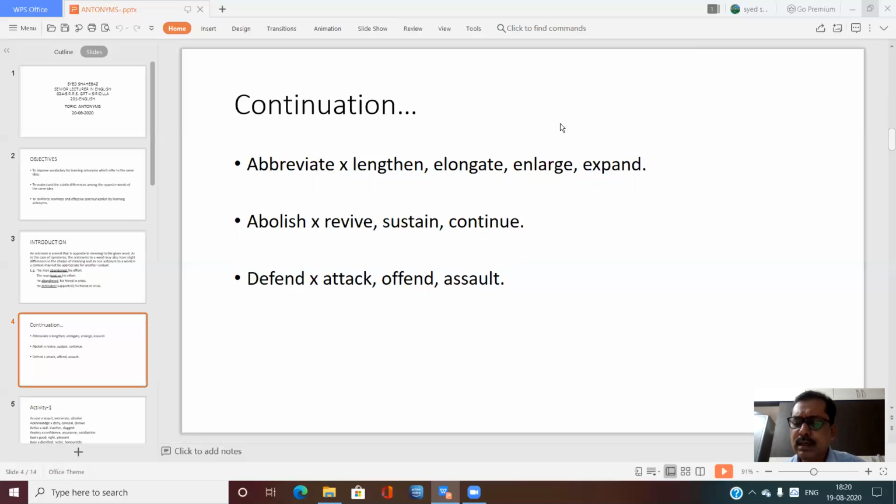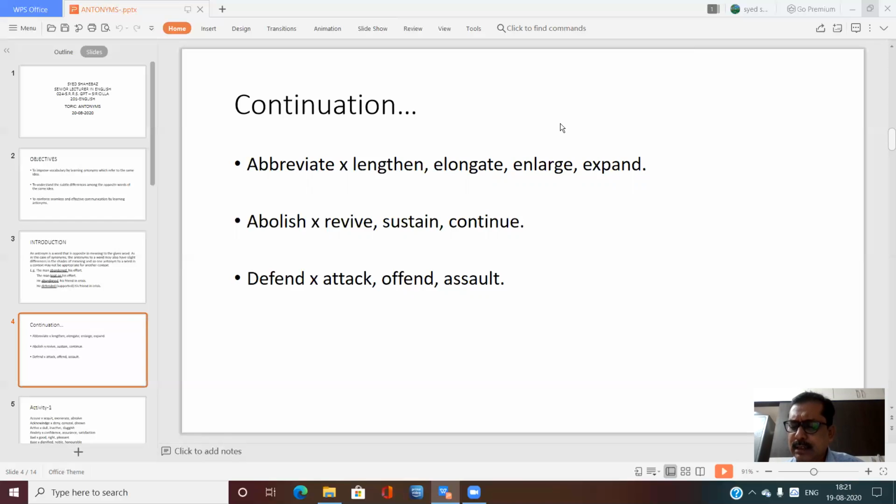The second one, abolish. Opposite words: revive, sustain, continue. Examples: the tax will be abolished. Opposite sentence, the tax will be continued. Abolished, opposite word, continue in this context. Second one, the organization was abolished last year. The organization has been revived this year.